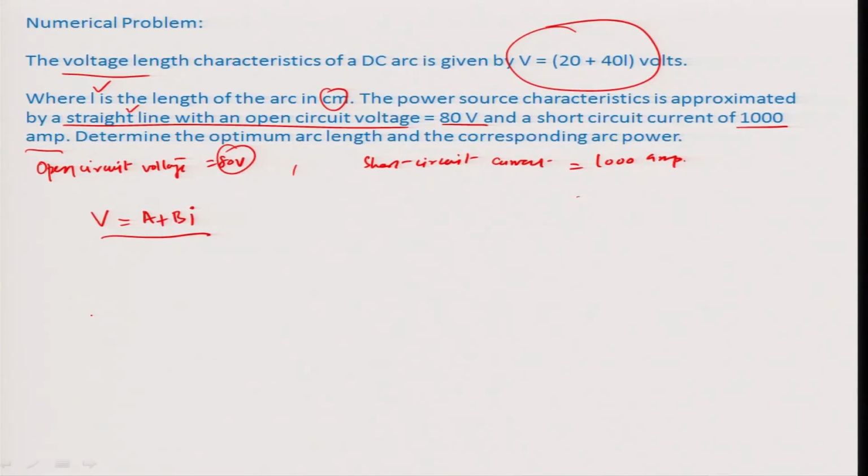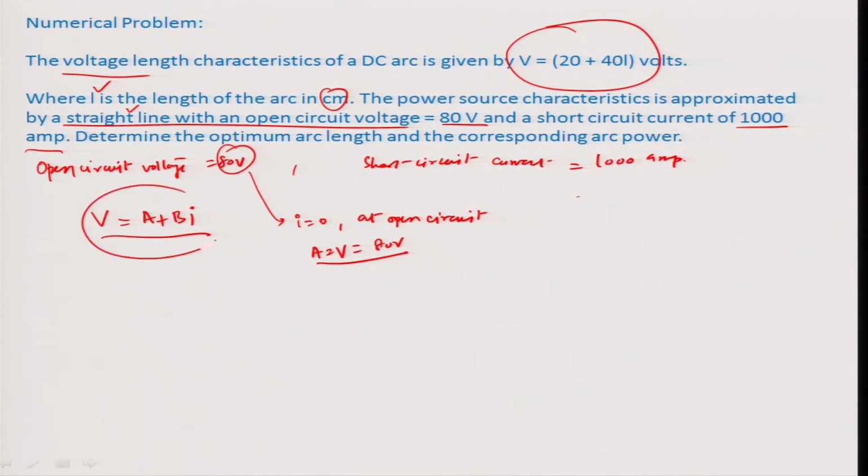This is like a straight line equation between V and I, the linear characteristics. If I apply the first boundary condition, which corresponds to the open circuit voltage, obviously I is 0 at open circuit, and so if we put I equal to 0 here, A becomes equal to V, and V is 80 volts. So, therefore, A becomes 80 volts.